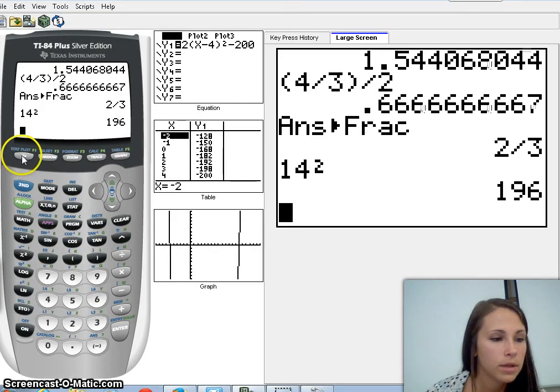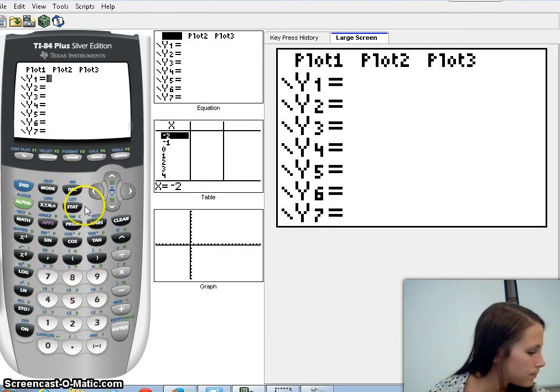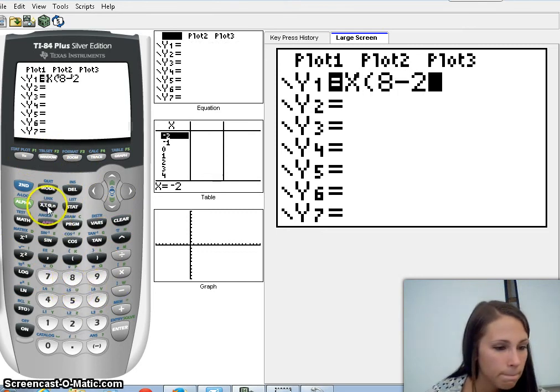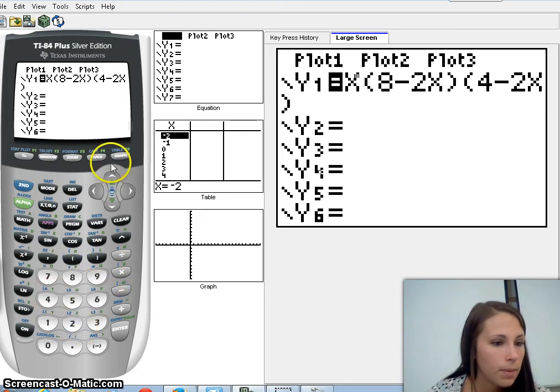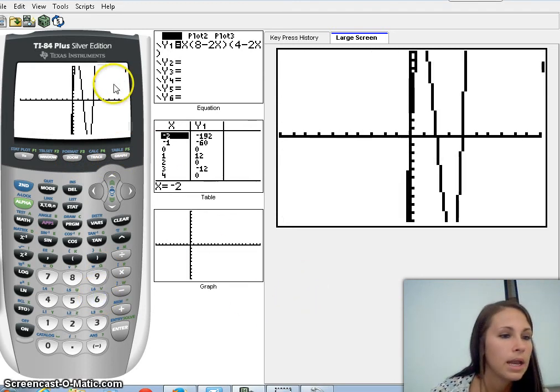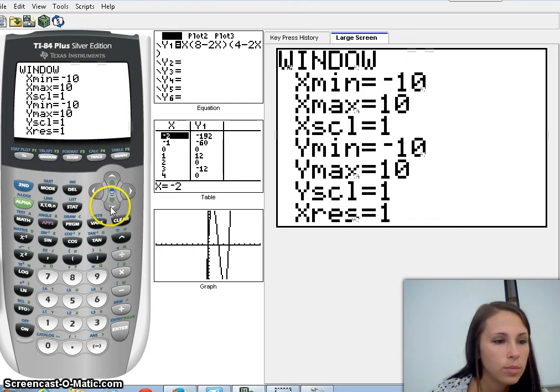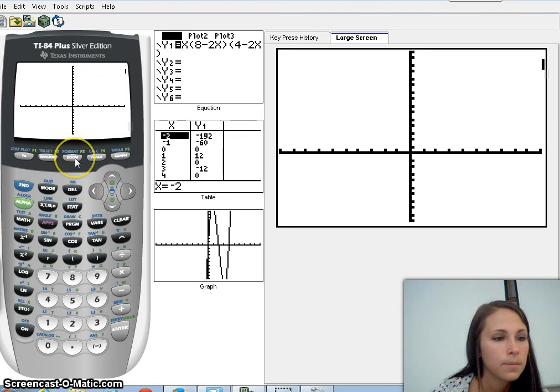So I'm going to go ahead and plug this in. My function is x times 8 minus 2x and then 4 minus 2x. I'm always going to start in zoom 6. Now, I want to find the maximum of this function, so I can tell that it's somewhere up here. So I'm going to change my window to make it a little bit bigger than 10. I'm going to change my y max to 15 since it looks like it's already close to being able to see it.